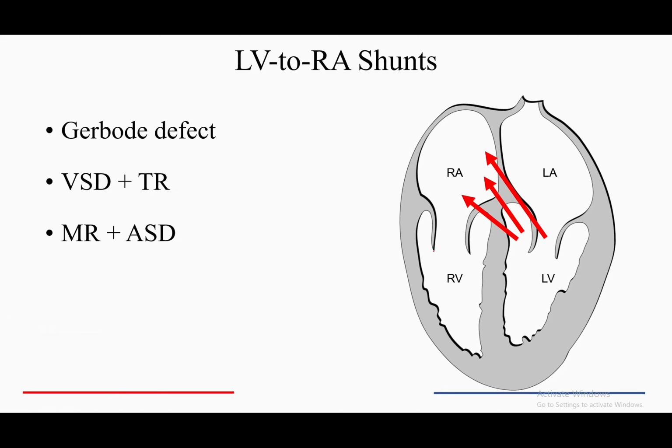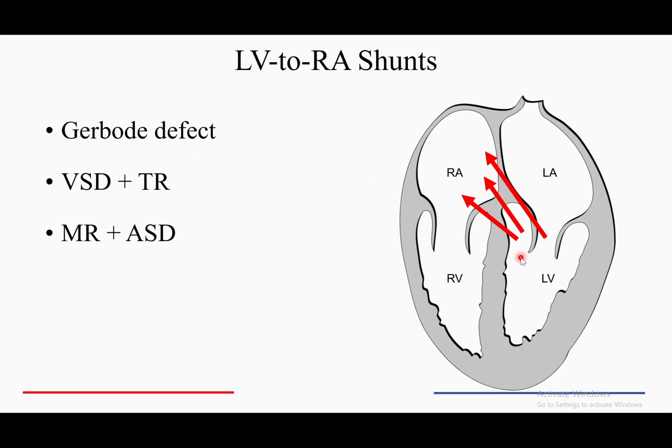If this displacement is further than 1 centimeter, this is diagnostic for Ebstein anomaly of the tricuspid valve. So the tricuspid is apically displaced more than centimeters into the right ventricle. We'll talk about it later in another lecture on right-sided obstructive lesions. So in the Gerbode defect, there is a shunt from the left ventricle to the right atrium.